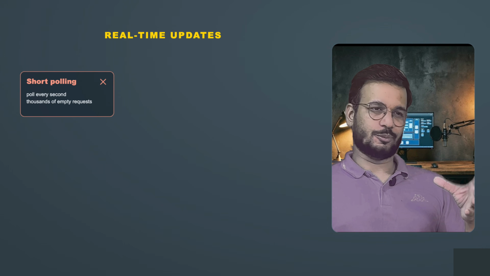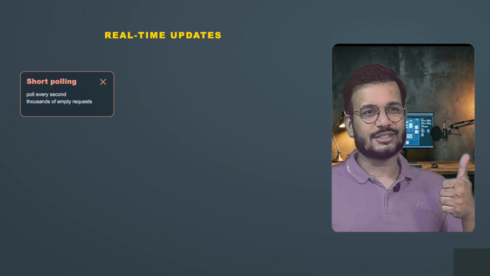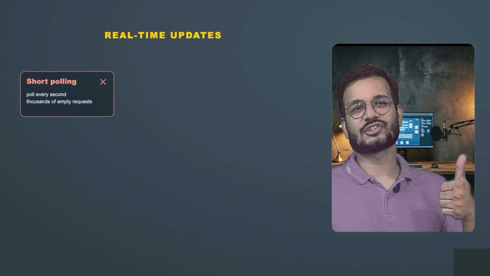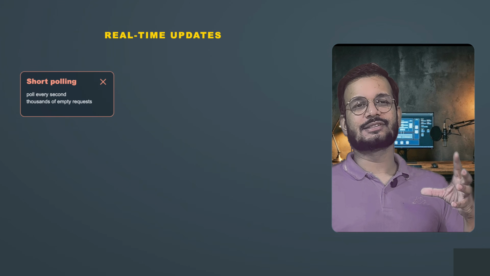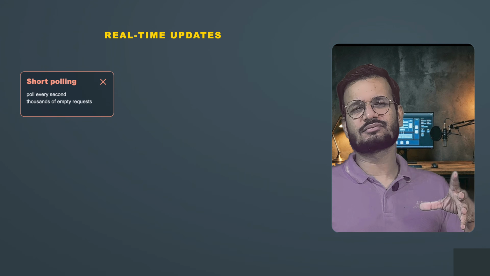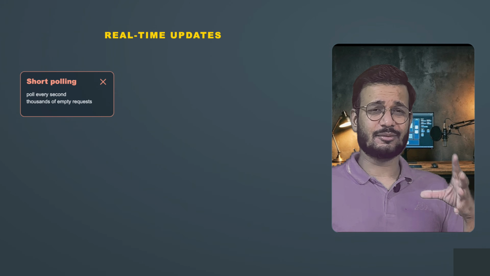All right. Then we come to the real-time updates and the notification. The feed: on Instagram, the new post appears at the top. How does this work? We have two options. Option one is short polling. The client polls the server every second. Simple, but it's very wasteful. There can be thousands of empty requests.